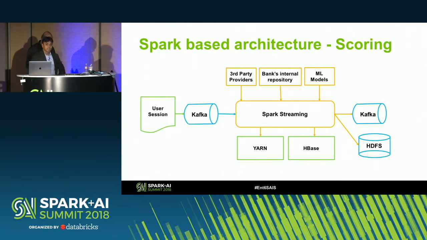Here is our reference architecture for scoring of the data. As the user fills in the form, the data lands on Kafka, and then we pick it up using Spark Streaming. That's where we make calls to external third parties and internal bank repositories, and once the data is enriched, we invoke the ML models. The model provides us an output which is then pushed to Kafka and also stored in HDFS, so this could be referred to in future. So you have the entire end-to-end scoring piece. This is deployed over YARN, and for auditing we are using HBase.